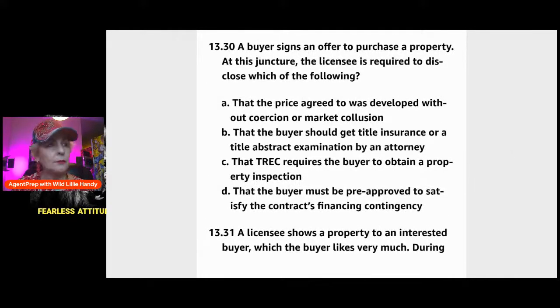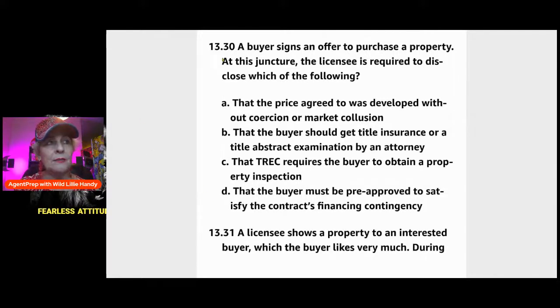Number 30. A buyer signs an offer to purchase a property. At this juncture, the licensee is required to disclose which of the following. A, that the price agreed to was developed without coercion or market collusion. B, that the buyer should get title insurance or a title abstract examination by an attorney. C, that TREC requires the buyer to obtain property inspection. Or D, that the buyer must be pre-approved to satisfy the contract's financing contingency.